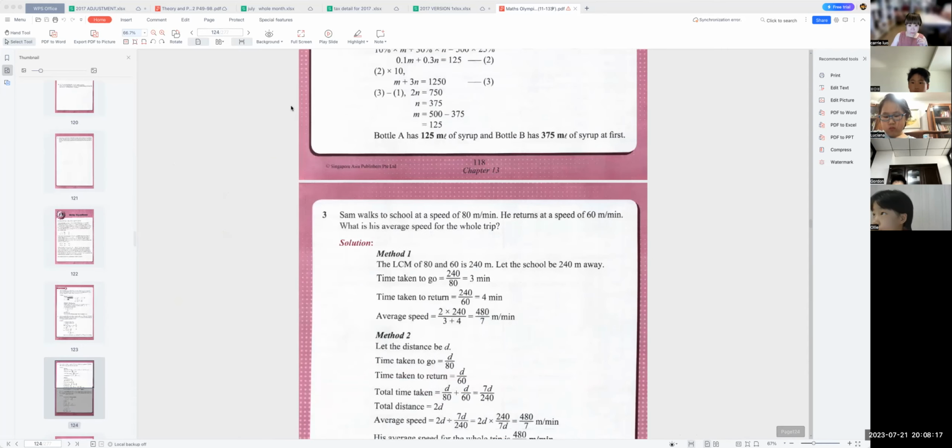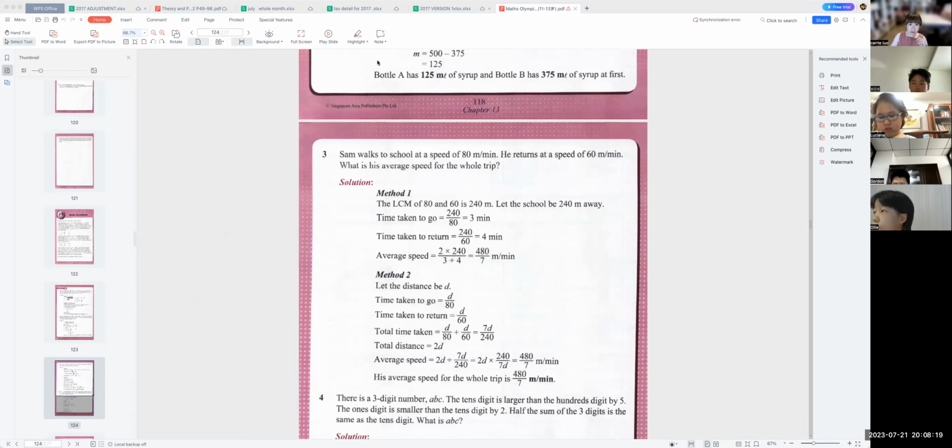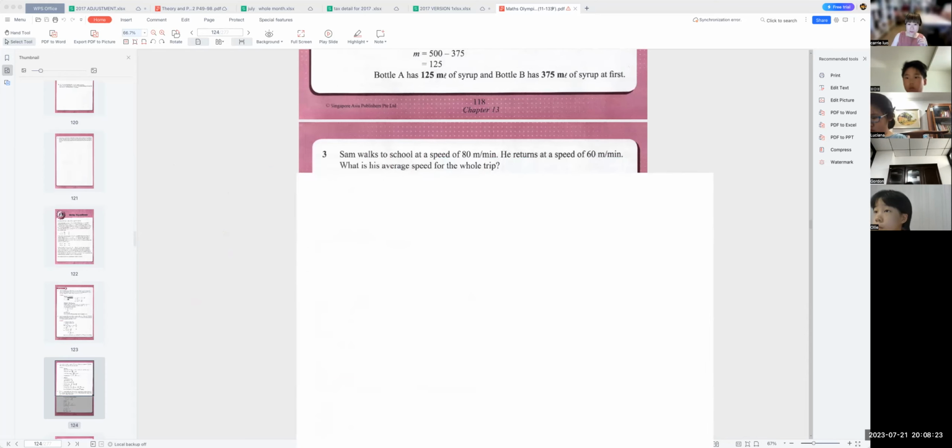Okay, so let's take a look at number 3. Sam walks to school at a speed of 80. He returned at a speed of 60. What is his average speed of the whole trip? Okay, so this question we have practiced a lot of times already. I hope nobody gets it wrong this time.